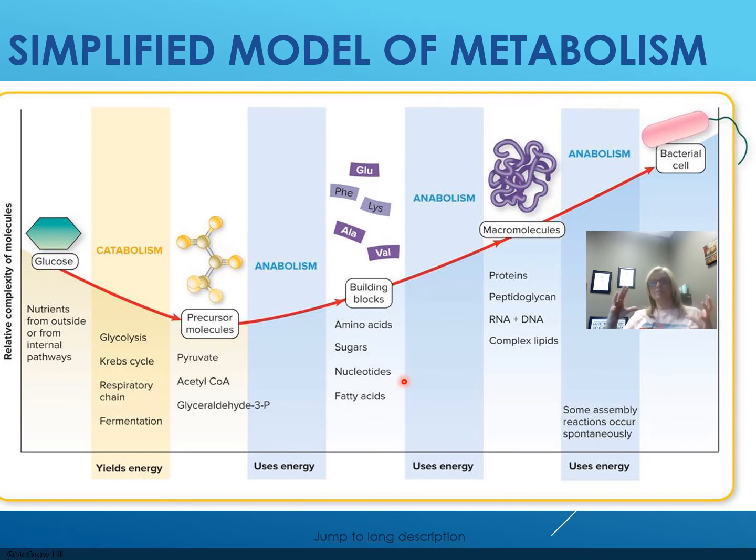Then we're going to take those building blocks together, put them together, still anabolic, and make those larger macromolecules. That's your proteins, peptidoglycan, the RNA, and DNA. And see, so your nucleotides are the smaller pieces of your DNA and RNA, okay, and more complex lipids, more fats, all right?